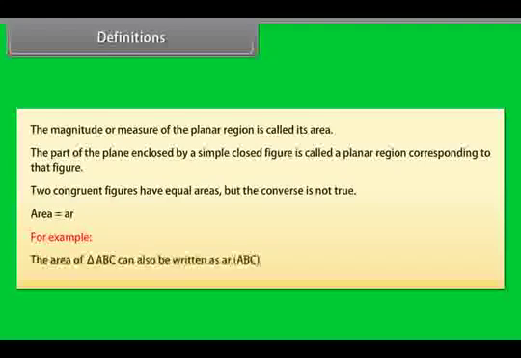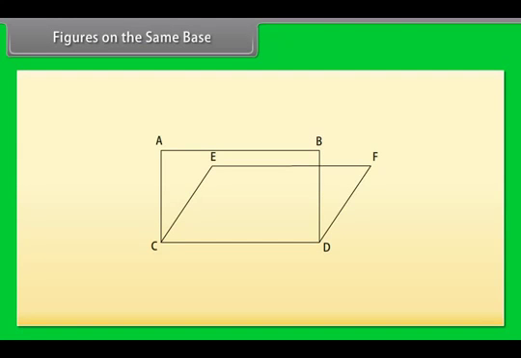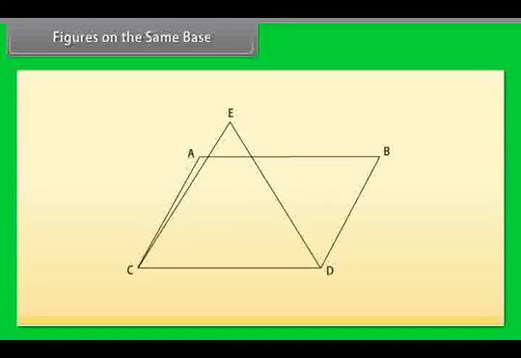For example, figures on the same base. Look at this figure. We have got 2 figures here, a rectangle ABCD and a parallelogram CDEF. We can see that both the figures are on the same base CD. Similarly, in this figure, triangle ABC and triangle BCD are on the same base BC. Now look at this figure. Here a triangle ECD and a parallelogram ABCD are on the same base CD.